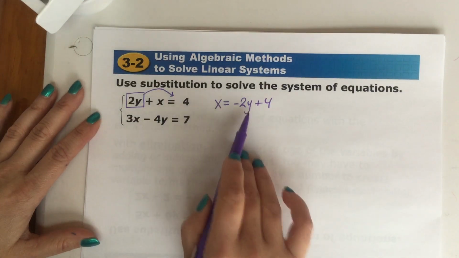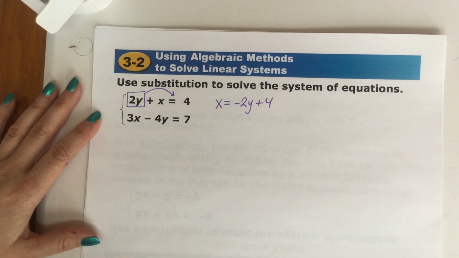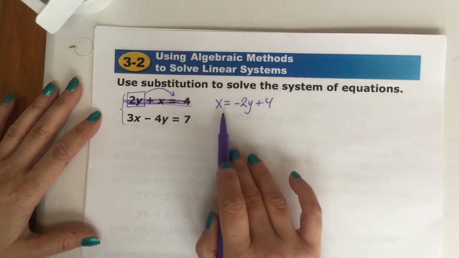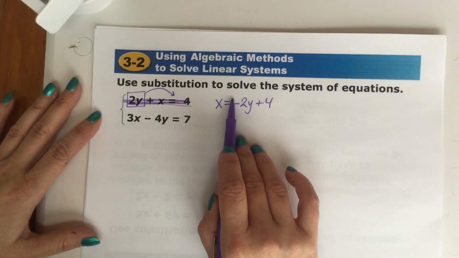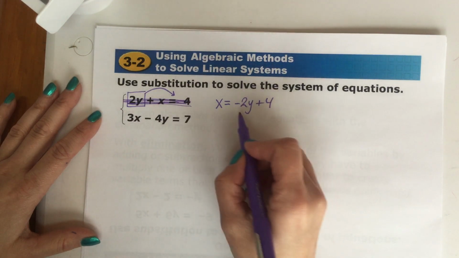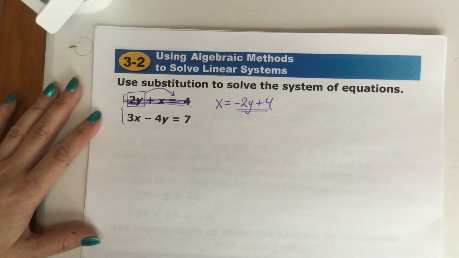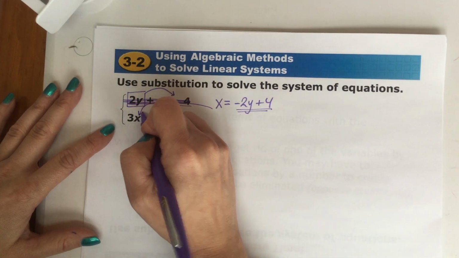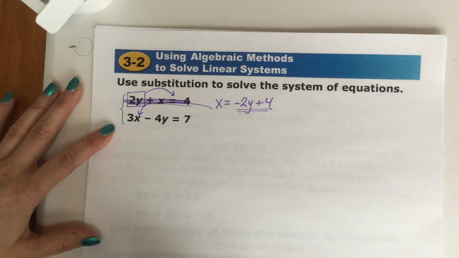These two things mean the same thing. I didn't change the value, I just moved something around. So I would no longer use this. This is what I would need, because substitution, you need to have a letter by itself. So now I know x is really a negative 2y plus 4. So I can go ahead and substitute that into the other equation.